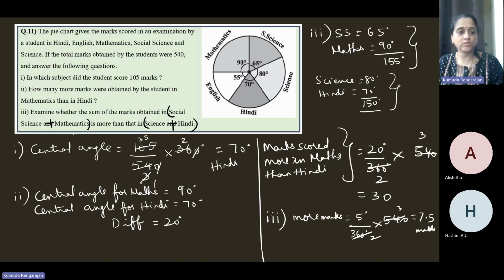In this question, the second subdivision, how many more marks in maths than Hindi? So compare the central angles. 20 degrees more in maths. So you should find the corresponding value in marks. If it is 20 degrees more, how many marks more? Maths, the central angle is 90 degrees. Hindi, it is 70 degrees. So how much more? 20 degrees more.